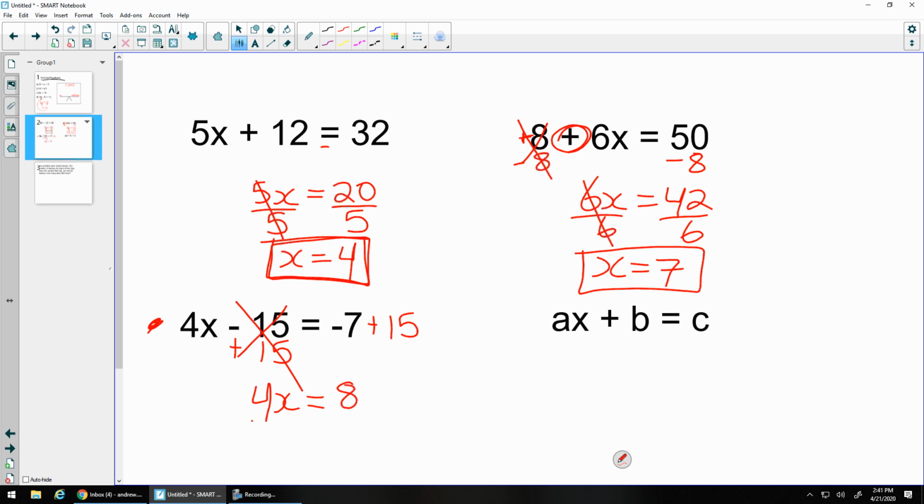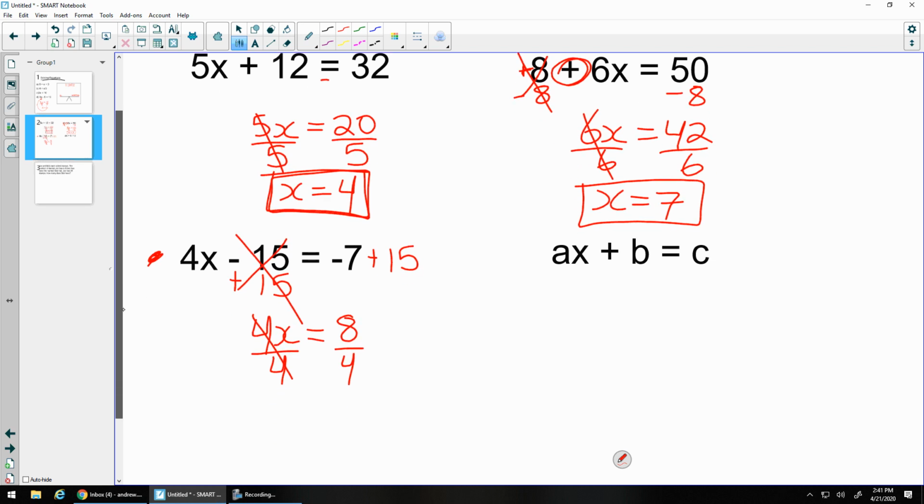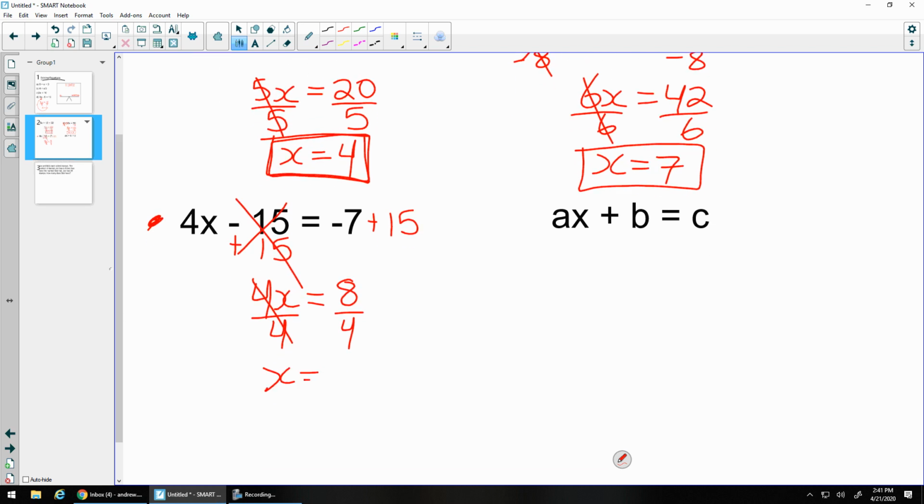And then I can divide by 4. Divide by 4 to get rid of that multiplying by 4 on the x. Now I'm left with just x is equal to 2. Okay, so I got that as my solution.